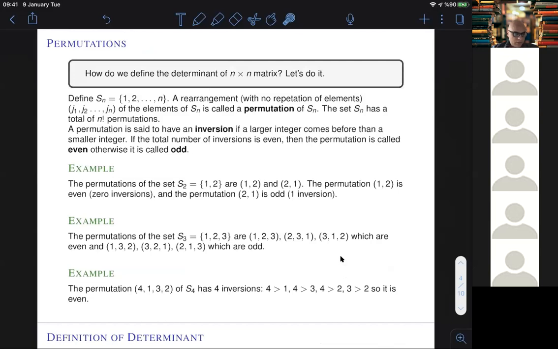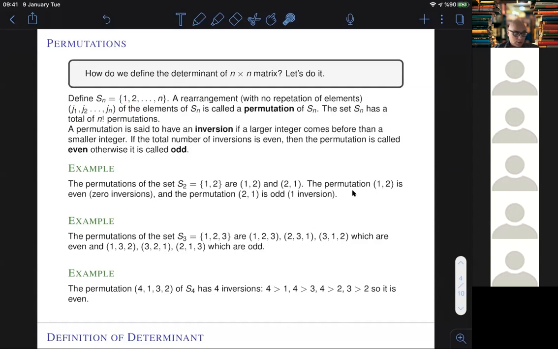Now we want to define the determinant for general n by n matrices, and this is not very easy. It includes something called the permutation. So what is it? Let's try to understand. We define a set Sn. Sn is simply the set of all integers starting from 1 and going to n. We define a permutation of Sn as an n-tuple like this, which includes each entry only once.